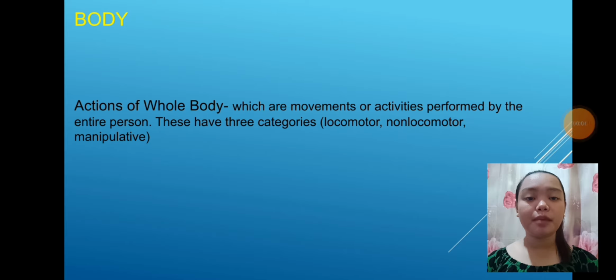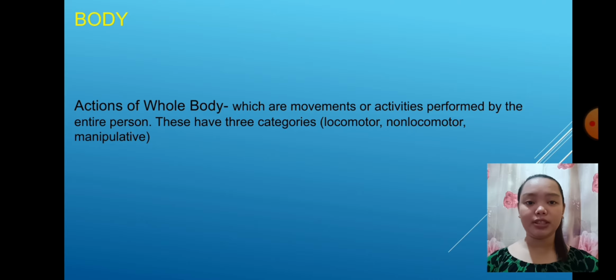The third subcategory of body is actions of the whole body, which are movements or activities performed by the entire person. These have 3 categories: locomotor, non-locomotor, and manipulative.